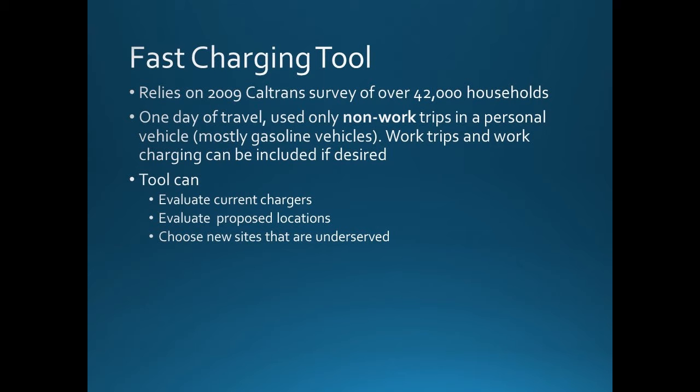And it can also choose new sites that are underserved. So you can put in maybe current chargers, you can put in proposed chargers, but then you put in a bunch of other just imaginary chargers to see, well, what might be the demand in other places.